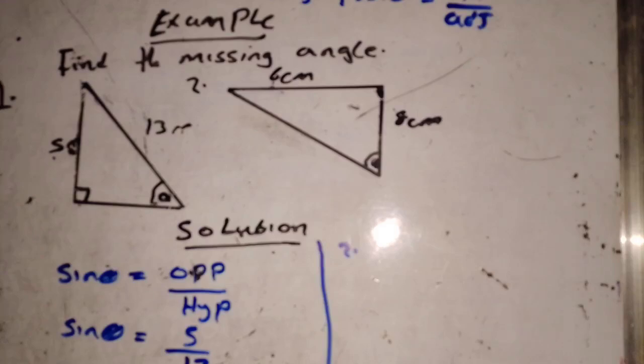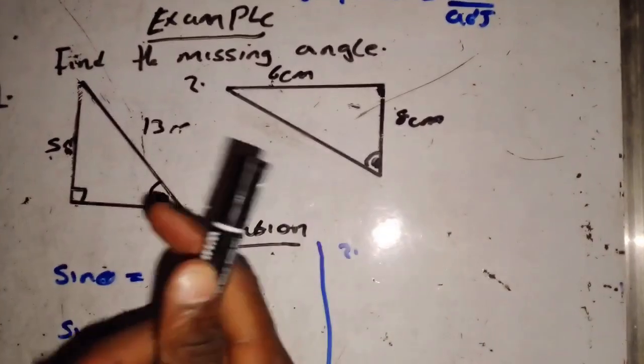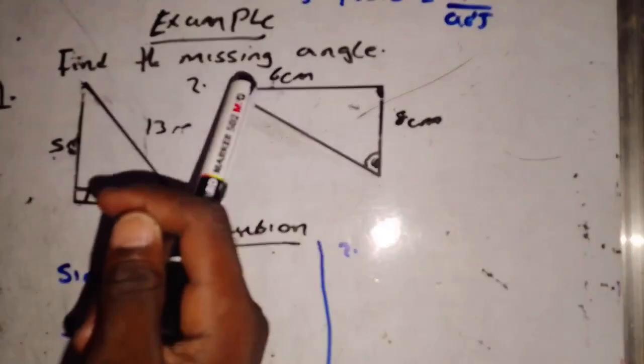After identifying the sides, you choose the trig ratios which you can use among those 6 we talked about, which are sine theta, cos theta, tan theta, cosec theta, sec theta, and cotangent. Let's identify what's given here. We have opposite, which is the side opposite to the angle.